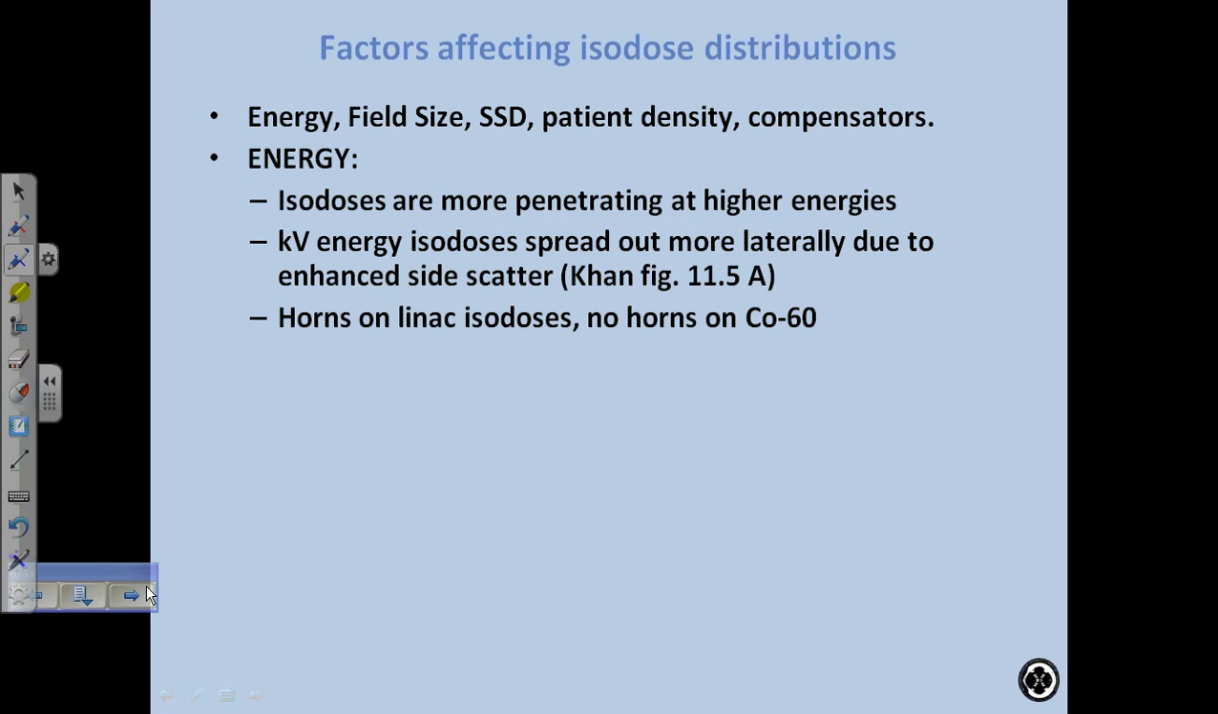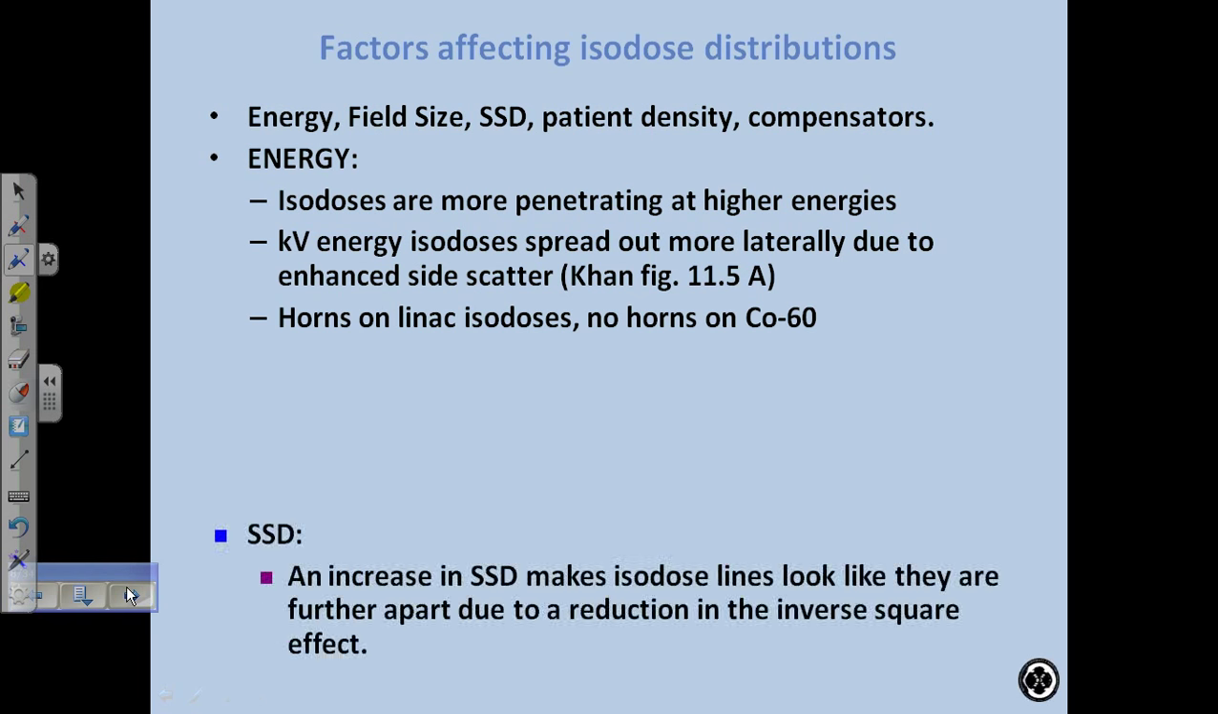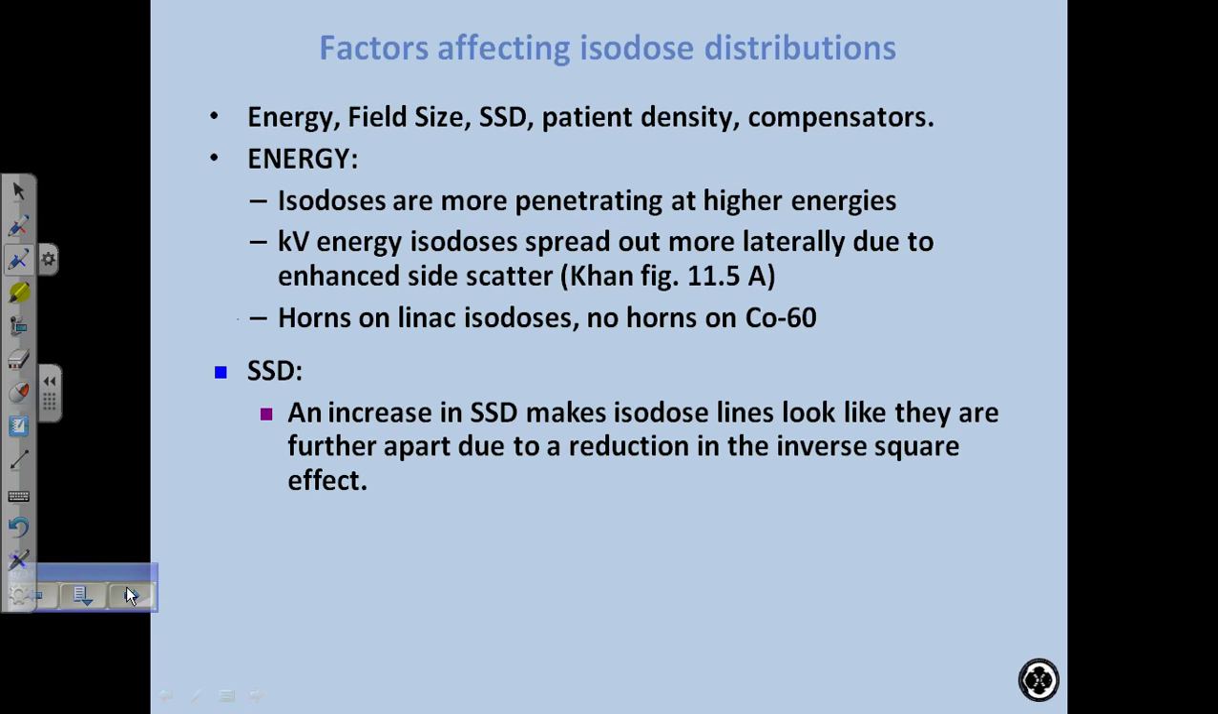You guys had any fillings? Okay, metal fillings, right? Metal fillings and metal implants. People have prosthetic hips. So anything that changes the density of the patient is going to affect the isodose lines. And energy: isodoses are more penetrating at higher energies, as we just talked about. KV energy isodoses spread out more laterally due to the enhanced side scatter. And then the horns, we talked about those already. An increase in SSD makes the isodose lines further apart due to a reduction of the inverse square effect.